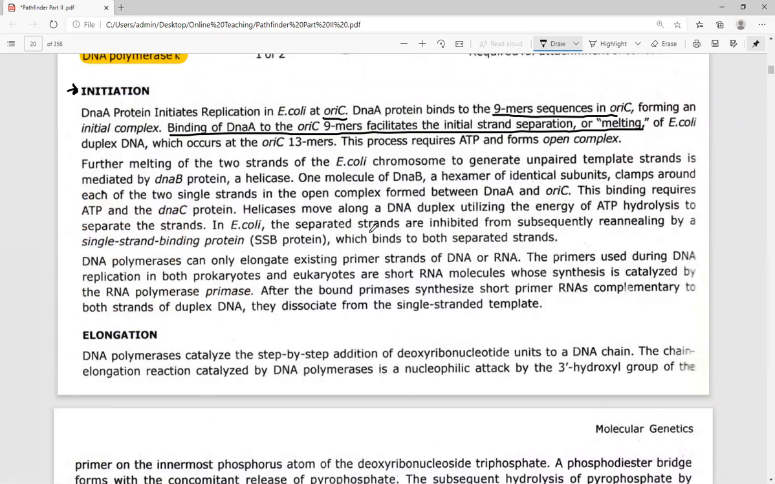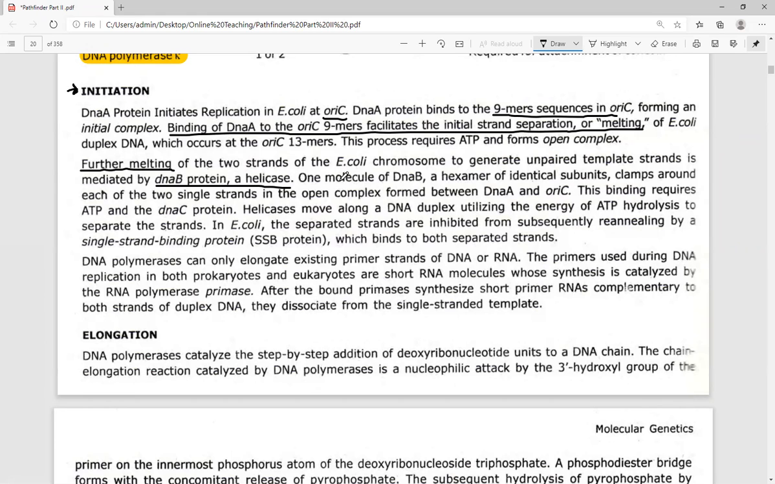Further melting of the two strands of the E. coli chromosome to generate unpaired template strands is mediated by DnaB protein. Once the initial melting has taken place, further melting takes place with the help of another protein called DnaB protein, which is a helicase in nature.